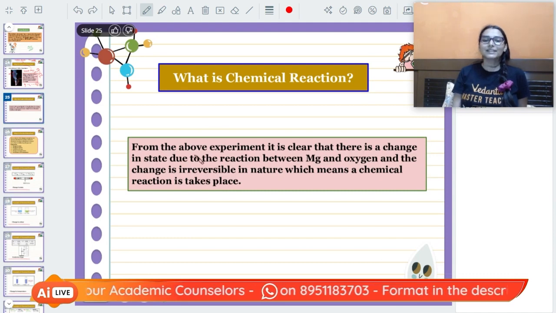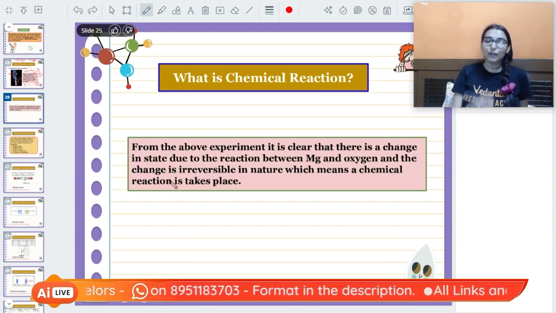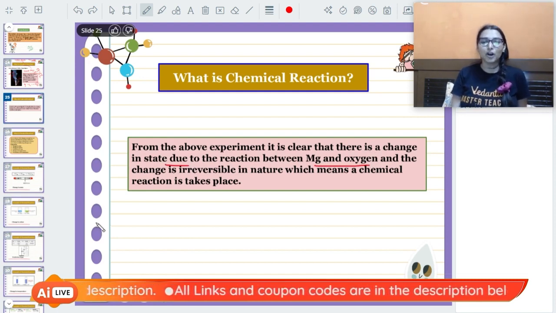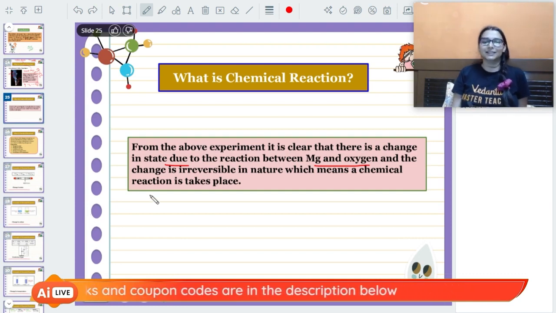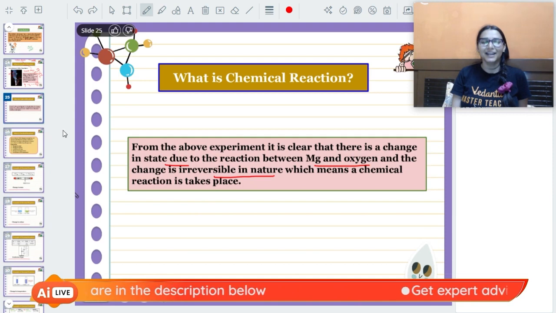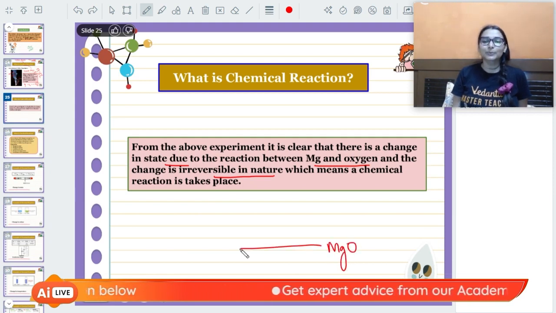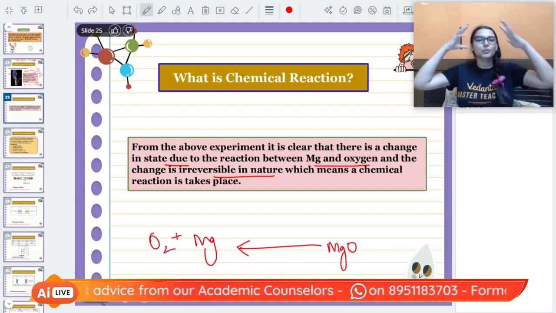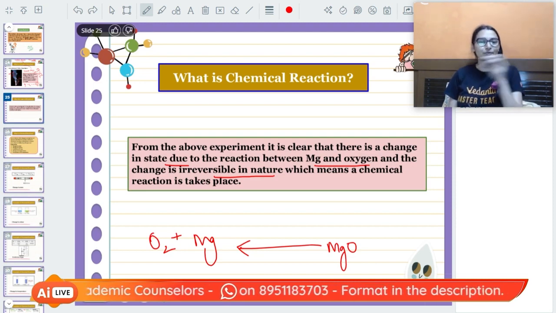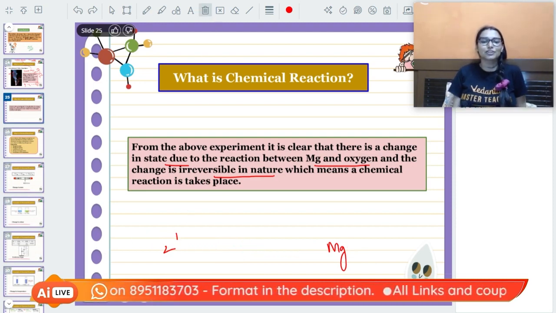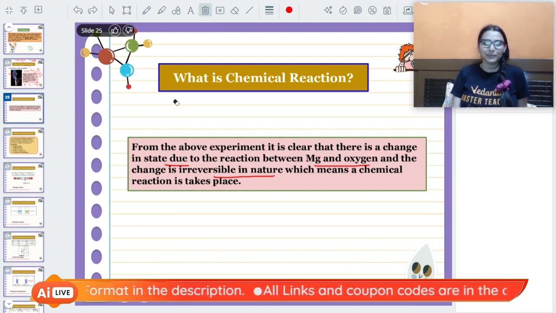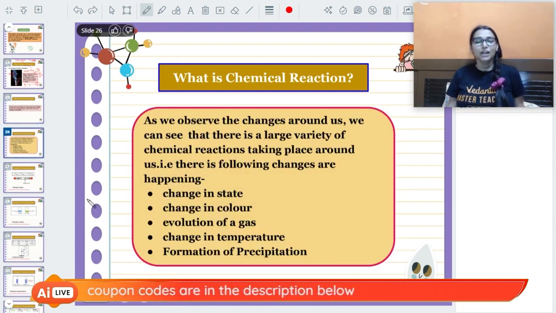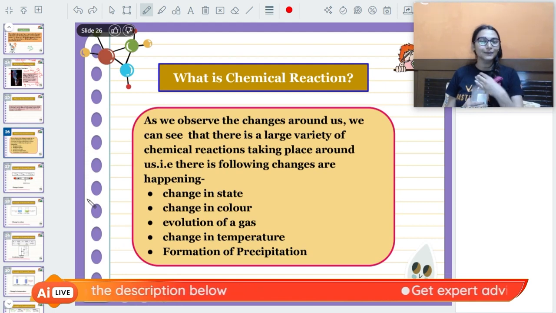Okay, so how can we define a chemical reaction? From this experiment we can see there is a change in state because of the reaction between magnesium and oxygen, and this change is irreversible in nature. You cannot convert magnesium oxide back to magnesium and oxygen. Can you do that? Tell me. If you take that solid white magnesium oxide or the flame fumes, can you convert them back to oxygen and magnesium? No. So they are irreversible, right? So that means a chemical reaction is taking place. Okay guys, so how can we define chemical reaction? Have a look at your screen.